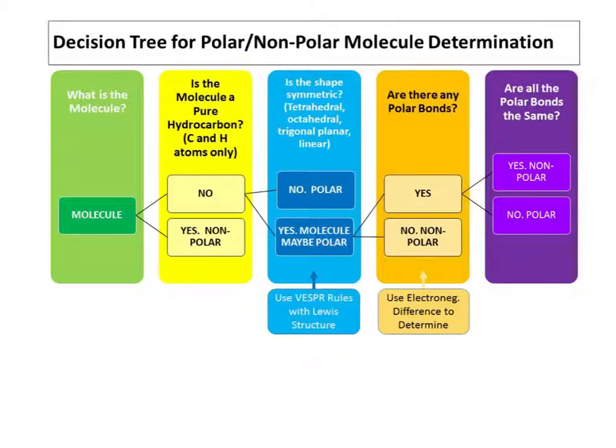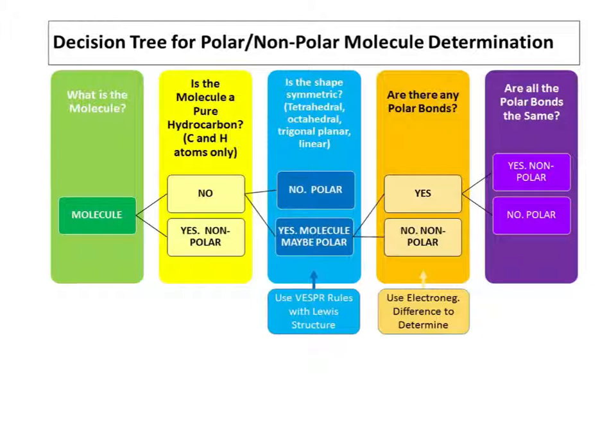So let's quickly start on the left-hand side of the chart here, and we're going to ask what is the molecule. You would draw your molecule here to help you out at the start. You can either draw it using the Lewis dot structure, or you can draw it using the VSEPR rules to help you move on. And then you're going to ask the first question: is the molecule a pure hydrocarbon?